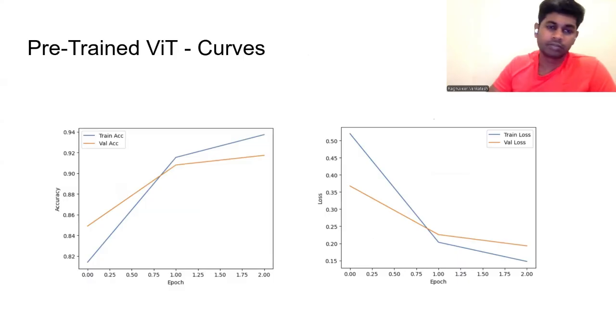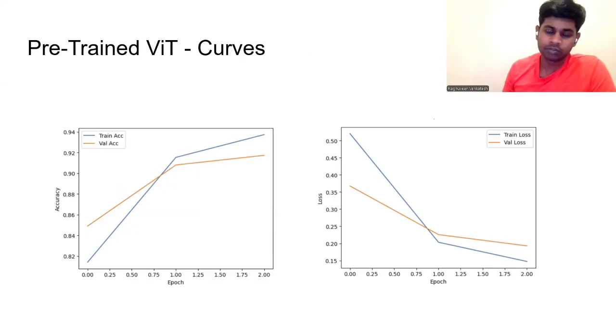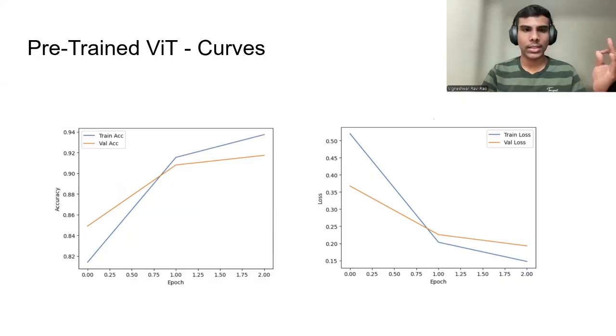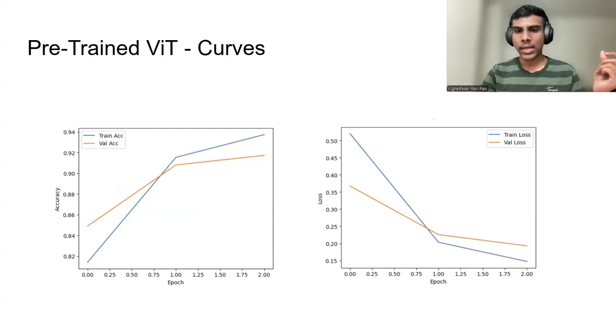And these are the training and validation accuracy curves and the training and validation loss curves for our pre-trained vision transformers. So we trained our model for 3 epochs. Since it was a pre-trained model, with just 3 epochs we were able to achieve 92% accuracy, as you can see here. And the training and validation losses are also reducing drastically across the 3 epochs.